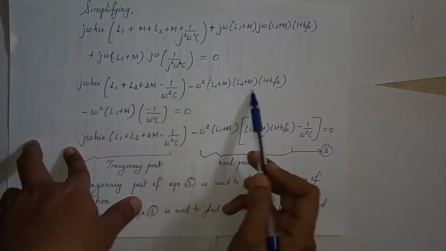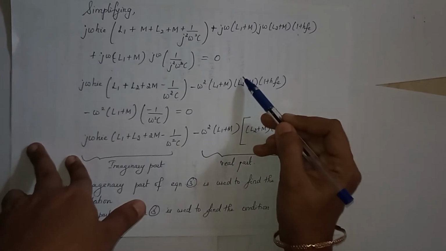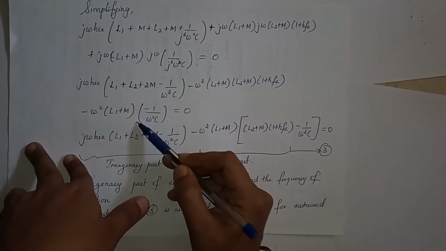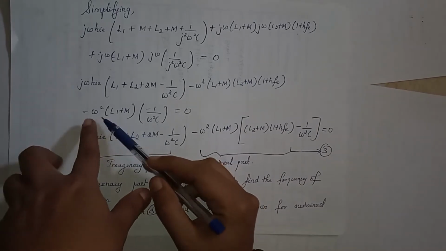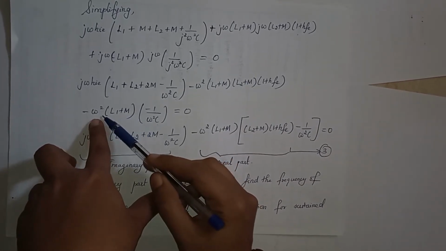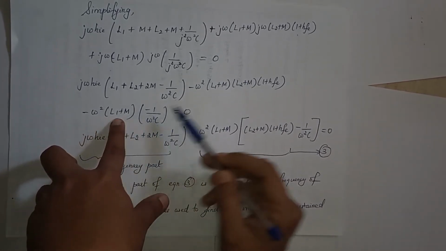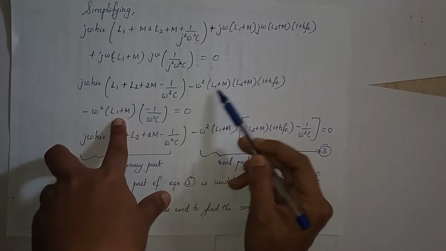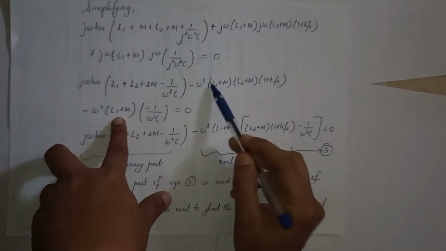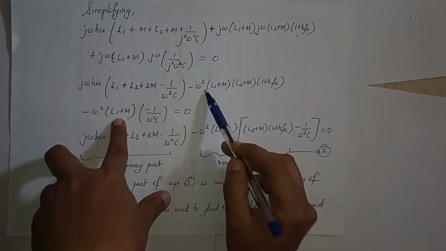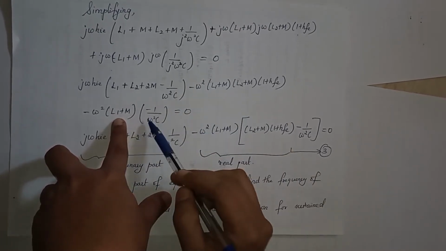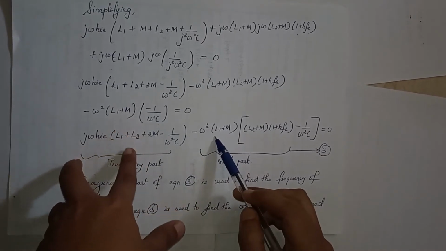So for this entire term, what we do is take the second term and the third term. If you observe closely at the second and the third term, you can see that the term minus omega squared (L1 plus M) is common to both. So you can take this term out from term 2 and term 3. That is what is happening over here.